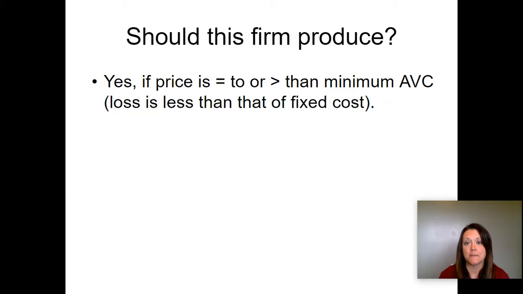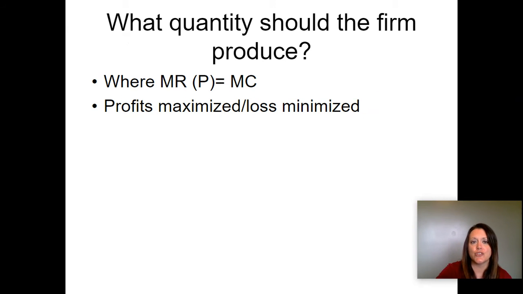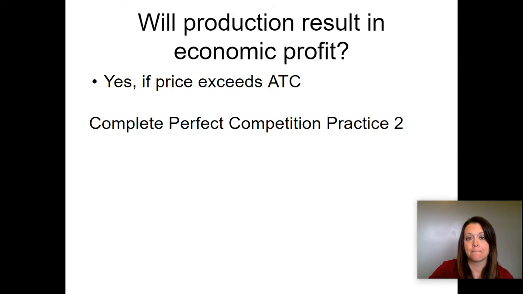then it makes sense for you to stay in business. The second question is, what quantity should the firm produce at? And the answer to that is going to be where your marginal revenue or price is equal to your marginal cost. At that point, if the price is above your costs, your profit will be maximized. If it's between average total and average variable, you'll be in the loss minimizing position, but it still makes sense for you to stay in business.